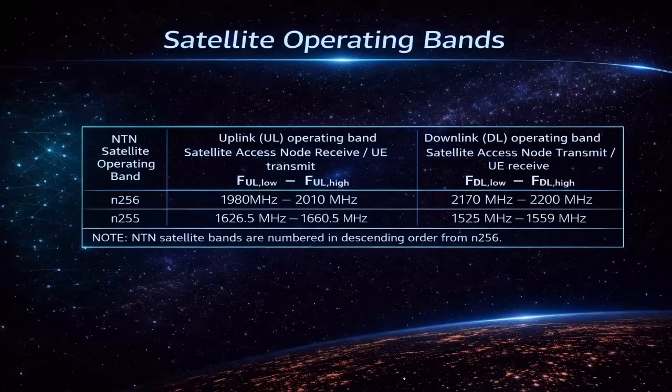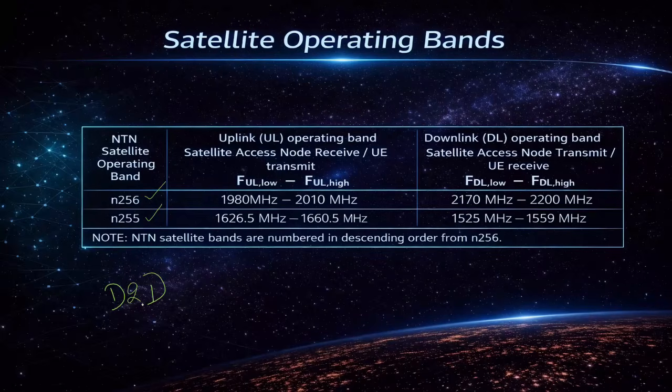Then we have talked about the various operating bands. There are two operating bands as per 3GPP: one is N256 and one is N255. 3GPP uses these two bands, and these are used for D2D, direct to device satellite connectivity, right? So what is D2D? It means we are using standard smartphones and IoT devices to connect directly to satellites without modifying the hardware of mobile phones. So it eliminates the need for specialized bulky hardware.